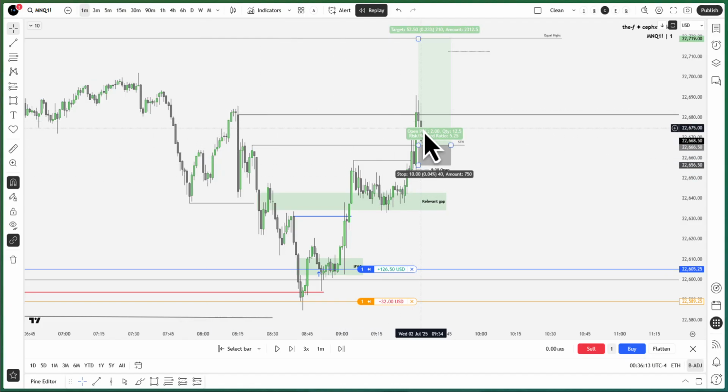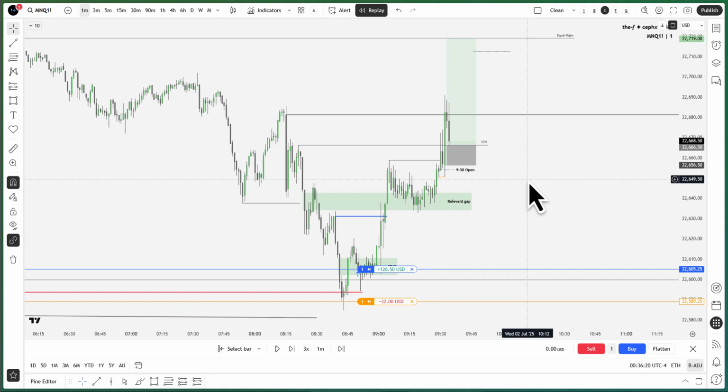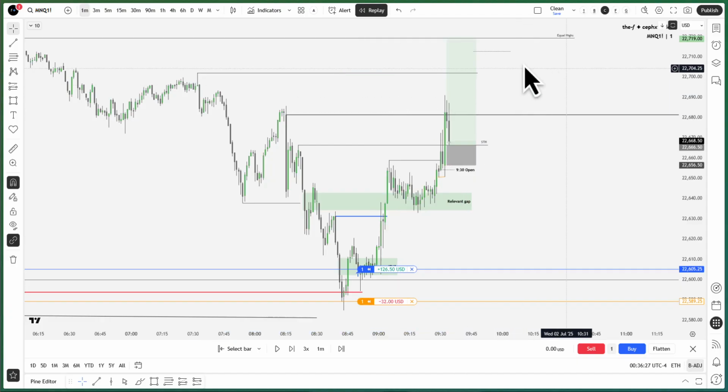Once we break above it, remember this is the 1 minute chart, so we have about 2 minutes before price comes to our entry. So we have our entry right there, and essentially I had this level marked out for partials, and I wanted to take off 50% there.